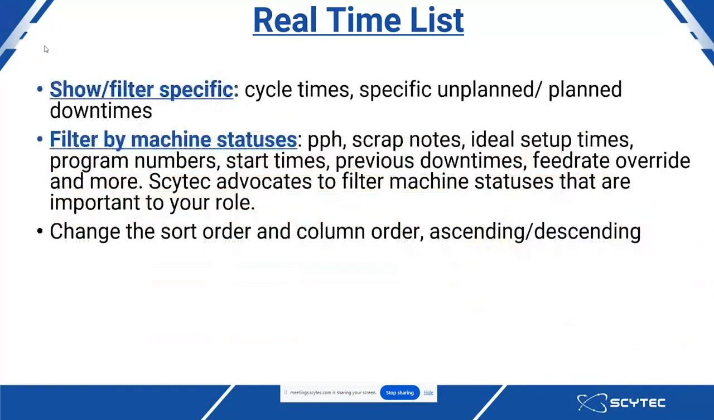So as I already mentioned, you can filter specific cycle times, unplanned and planned downtimes. But you can also see some other interesting things that would be beneficial to track out on your shop floor, including parts per hour, scrap notes, ideal setup times, program numbers, start times, previous downtime, feed rate overrides, and more. And we at Scytec definitely advocate that you filter these statuses that are important to your role.